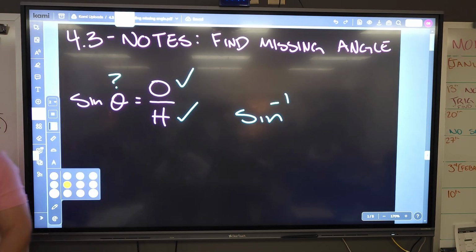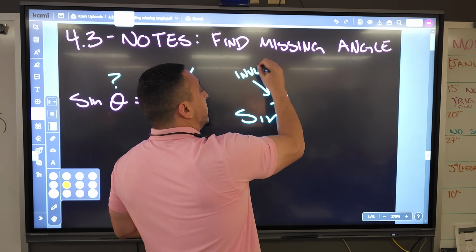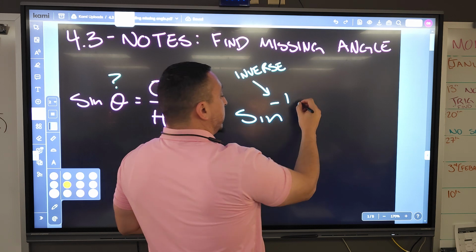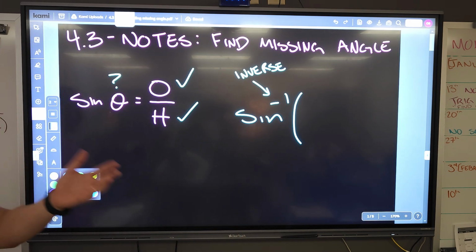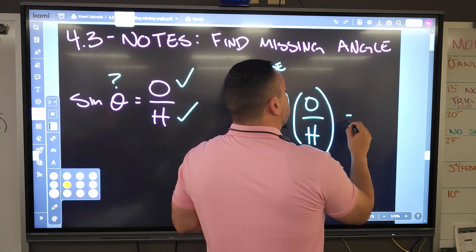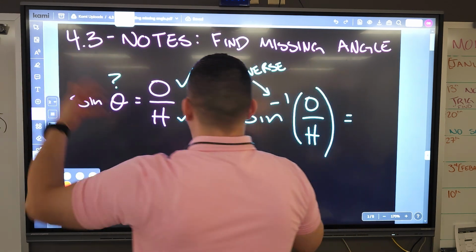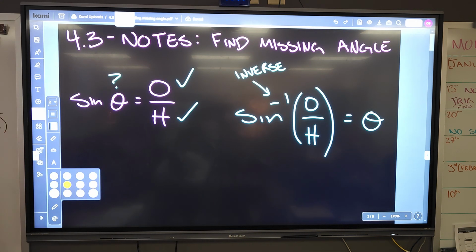And so what happens when you're missing the angle is we do something called the inverse. So that -1 is not a power. This is referred to as the inverse. So we do the inverse, and then instead of doing the angle right there in the argument, we do OH or AH or OA, and that will give you the angle. So it's basically the notes part, okay?